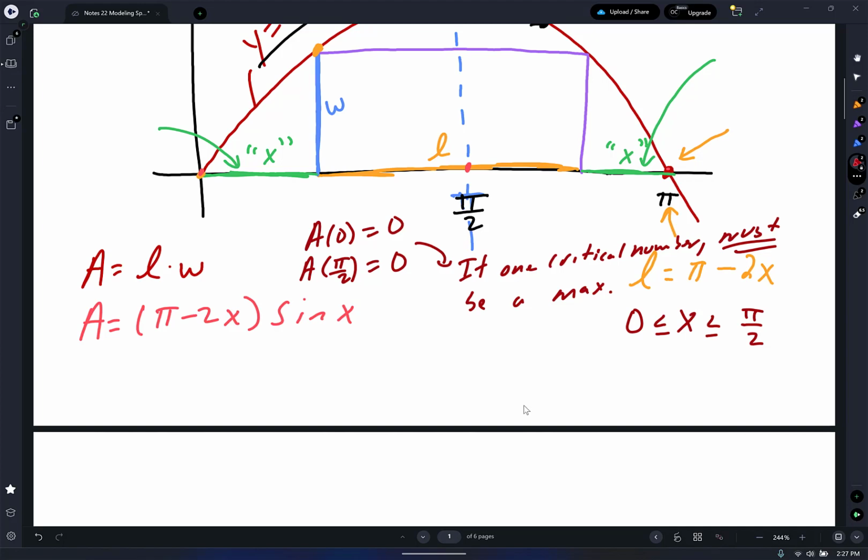Sine of 0 is 0, sine of pi over 2 is 1, but 2 times pi over 2 is pi, pi minus pi is 0. How do we feel? All right, here we go.